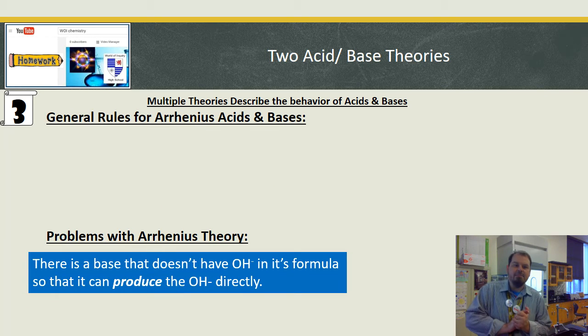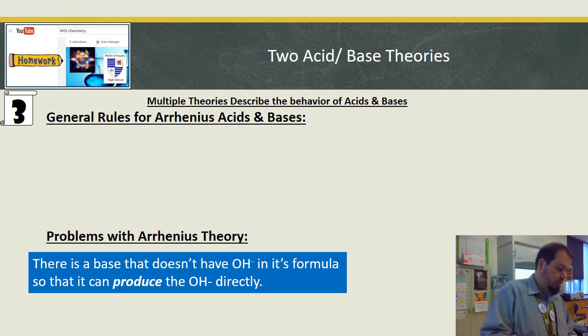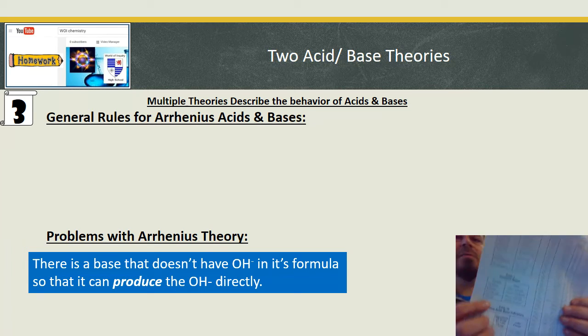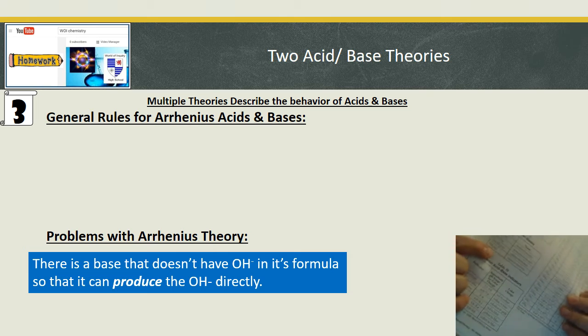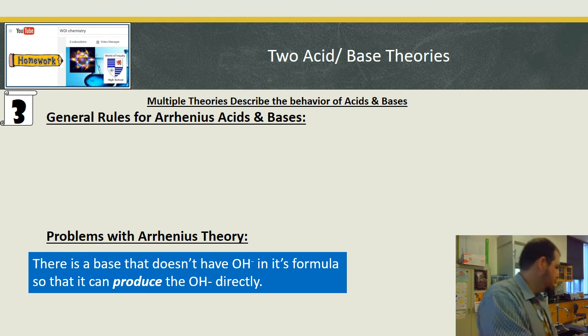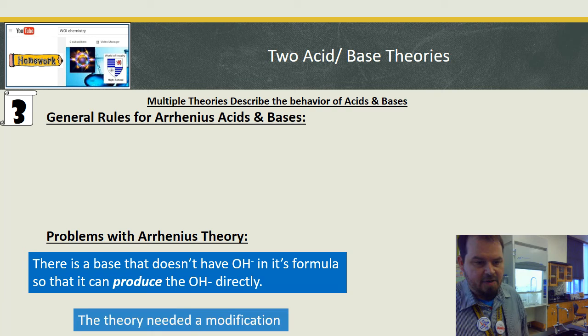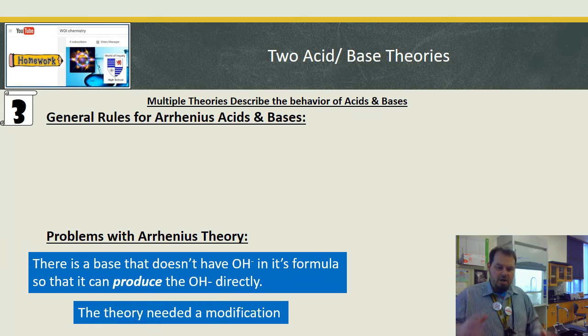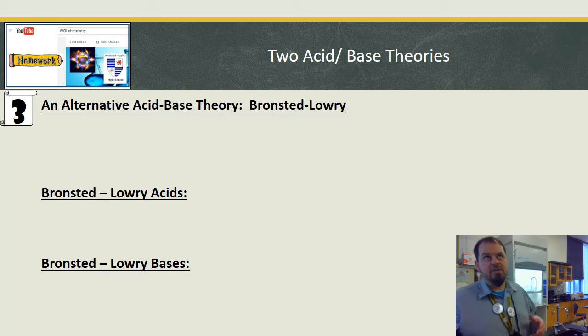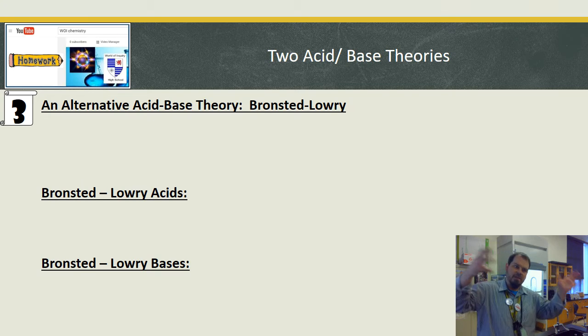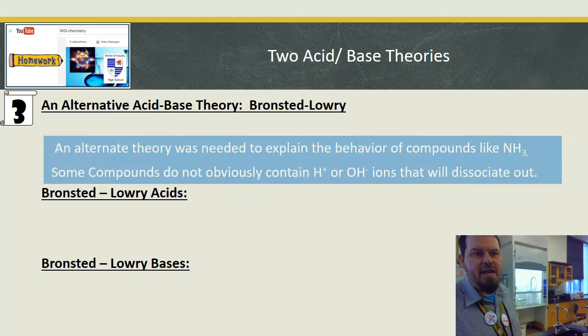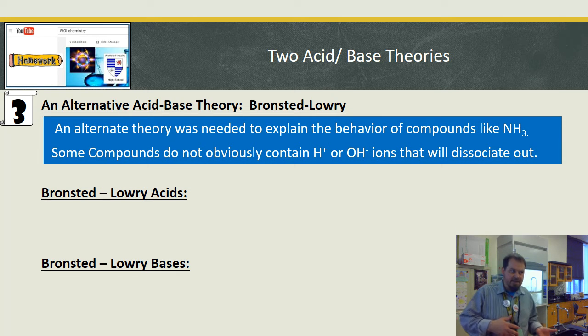Okay, so there is a base that doesn't have OH directly in its formula, so it can't produce OH directly. That would be this one on the bottom here, NH3. That's the ammonia that we were just talking about in the vocab video. So another theory was developed to compensate for this new idea. How come NH3 is a base when it doesn't have OH in it? So an alternate theory was needed to explain this behavior.